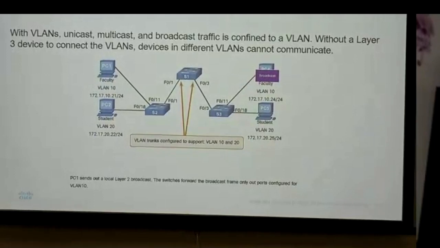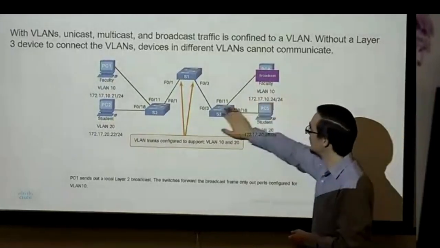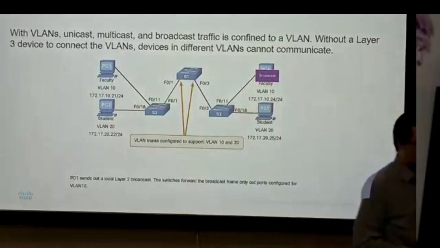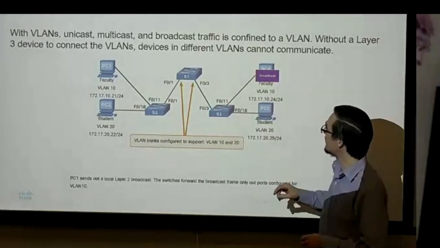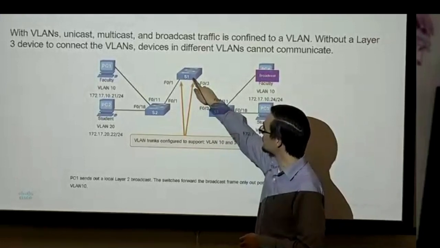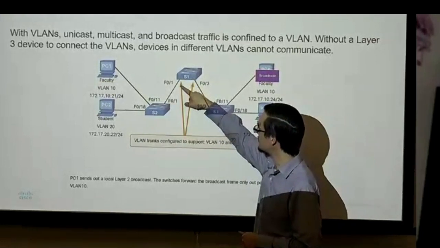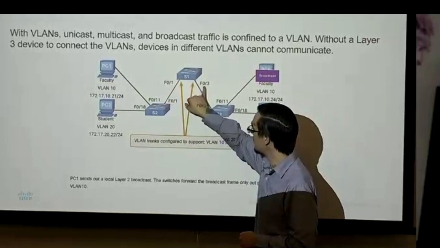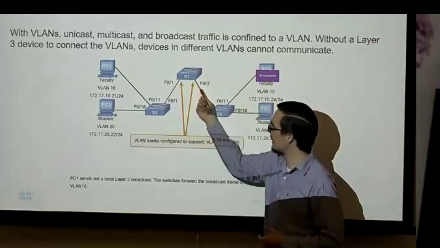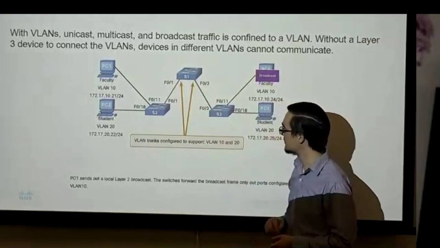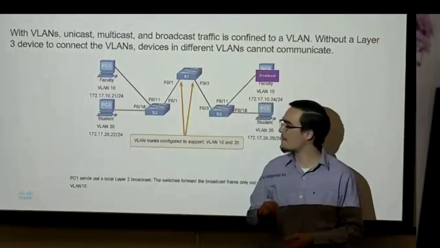PC1. They're both in VLAN 10. The broadcast will travel that way. Okay. Sometimes that doesn't happen. That means something's wrong. It means you gotta troubleshoot. One of the first things you can do is check. I would go to switch 1, and then I would look at the VLAN settings for this port and that port. And I would check to make sure that VLAN 10 is allowed in this direction and that direction. And I would check that switch and that switch.